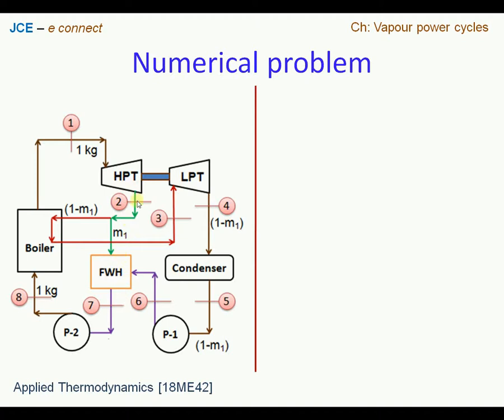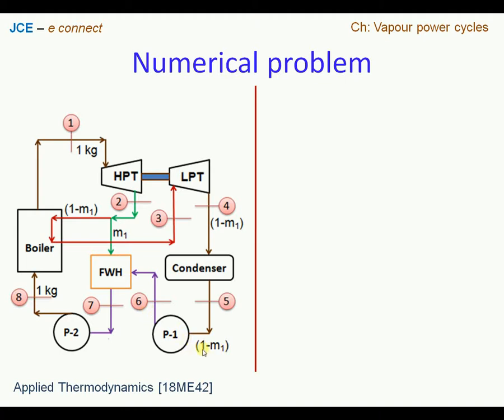So we see that section 2 is getting connected to the feed water heater and section 6 is connected to the feed water heater, and the addition of section 2 and section 6 will give out section number 7. So we are going to perform an energy balance across this feed water heater. So whatever enthalpy is available with M1, we are going to call it H2 because this is at section 2, therefore H2 into M1, and whatever enthalpy is available at section 6 is called H6, and the mass of steam that is available here is 1 minus M1.